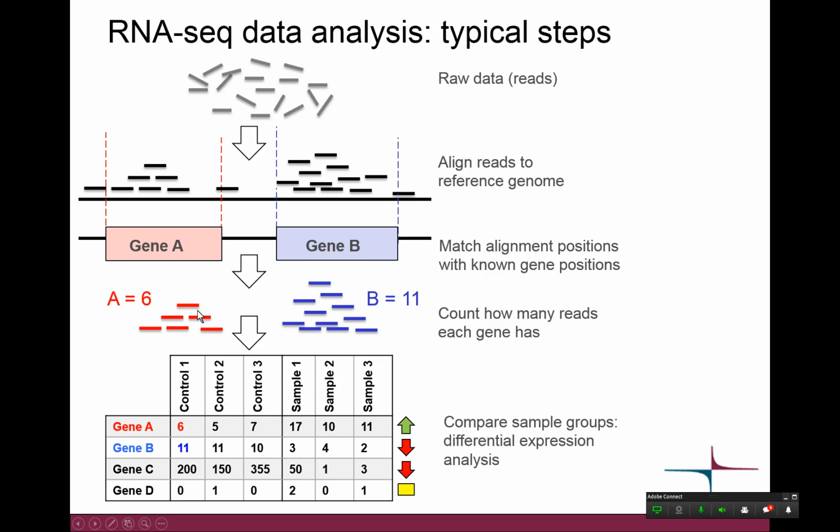So you actually compare the counts that you just prepared. So for example, here in gene D, you can see that nothing is really changing. The counts are very low, so there's nothing interesting going on there. No difference between the groups. But for example, with gene A here, we can see that okay, there's more reads in the sample group than in the control group. So then that's an upregulated gene. So these are now the really main steps. So alignment, matching alignment positions with known gene positions, counting the reads per gene, and then the differential expression analysis.